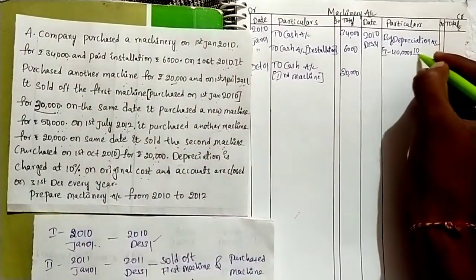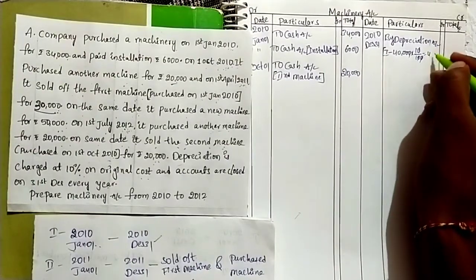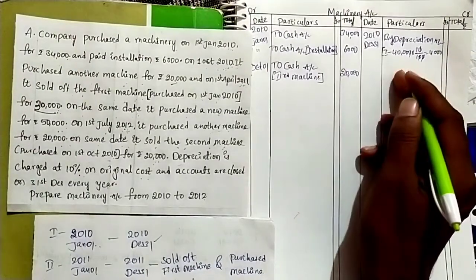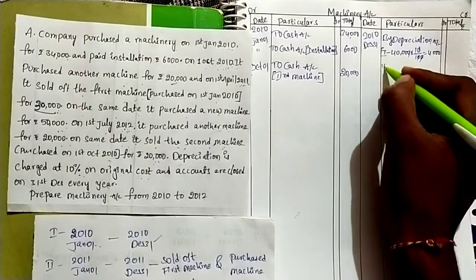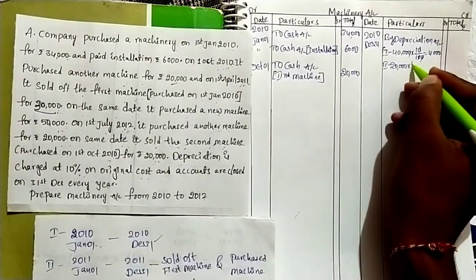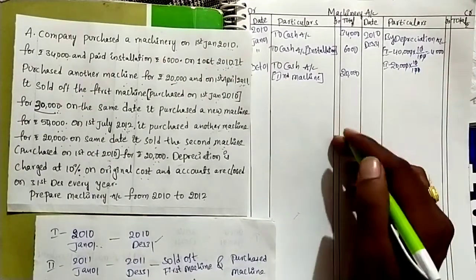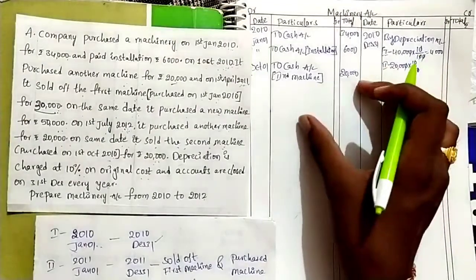So 10 by 100, 0 0 cancel, next 0 0 cancel, 4,000 rupees depreciation for the first machine. Next, for the second machine, what is the cost? 20,000 into 10 by 100, 0 0 cancel, next 0 0 cancel, 2,000 rupees depreciation for the year.